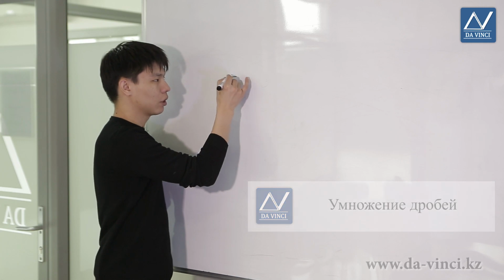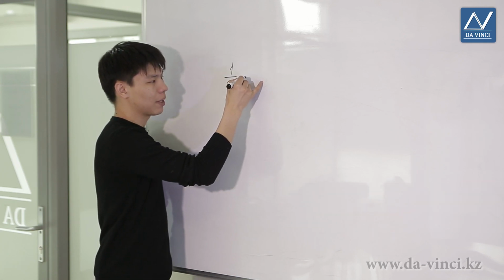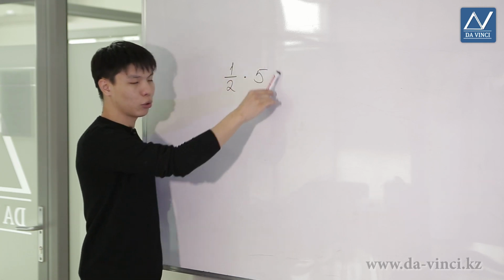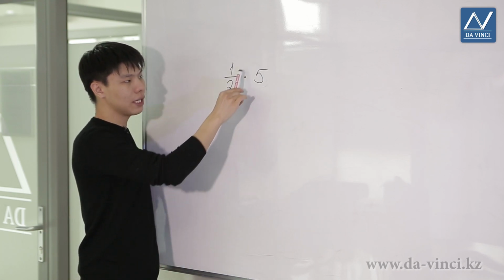Hi, in this video tutorial we will learn how to multiply fractions. Let's take a look at this example. We need to multiply 1/2 by 5. We know what multiplying is. That is, we need to take 1/2 5 times.